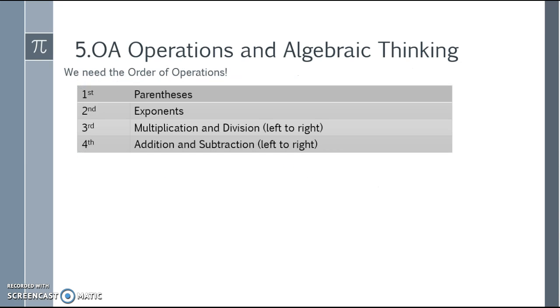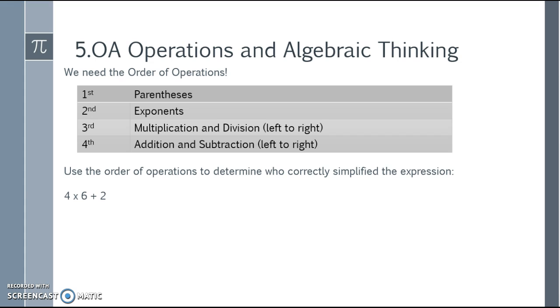We need the order of operations at this point. How do we know which one is correct? And we need to keep some consistency. So we need to do parentheses first, then exponents, which I know we haven't gotten to yet. We'll get to them in 278. And we need multiplication and division working left to right, and then addition and subtraction working left to right.